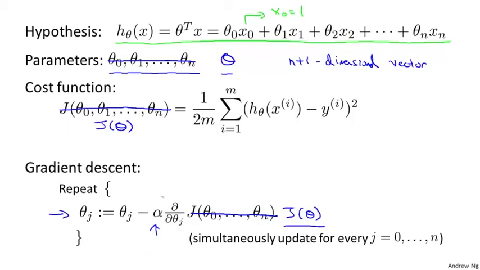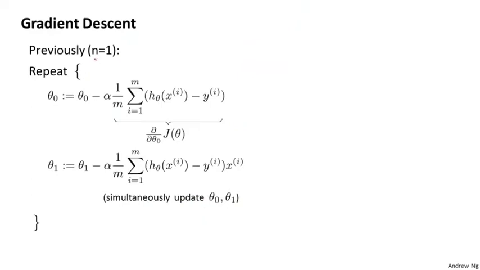Let's see what this looks like when we implement gradient descent, and in particular, let's go see what that partial derivative term looks like. Here's what we have for gradient descent for the case of when we had n equals 1 feature. We had two separate update rules for the parameters theta 0 and theta 1, and hopefully these look familiar to you.